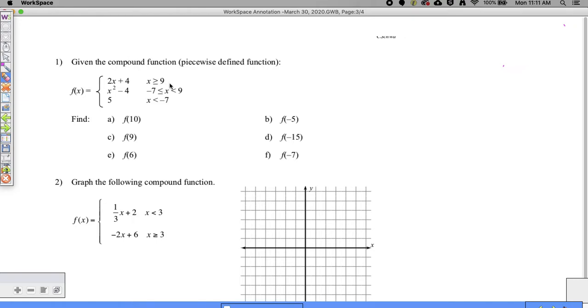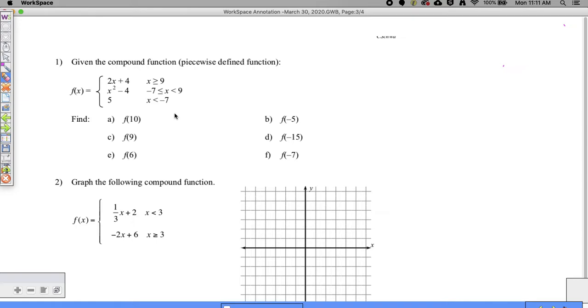Notice, this is what I want you to notice: I can't have an equal sign in both places. I can have an equal sign here, or I have to have the equal sign there, because otherwise it wouldn't be a function, because if you pass the vertical line test, you can't have a point up here and a point down there. So notice that these are in fact functions. Again, -7 is included in this function here, but for less than -7 it is not. That's one thing that I want you to notice, and we will certainly discuss. So over here, x squared minus 4, -7 less than or equal to x, less than, whoops, just less than 9. And then 5 when x is less than -7.